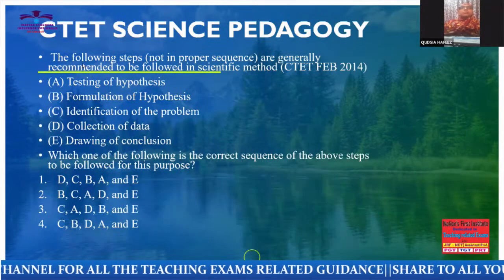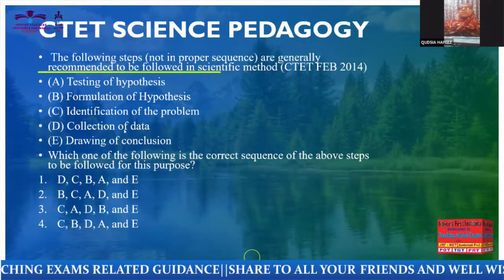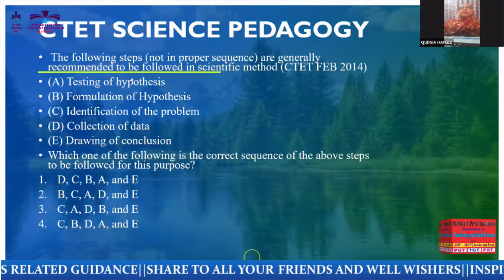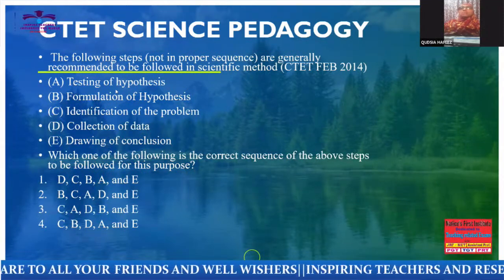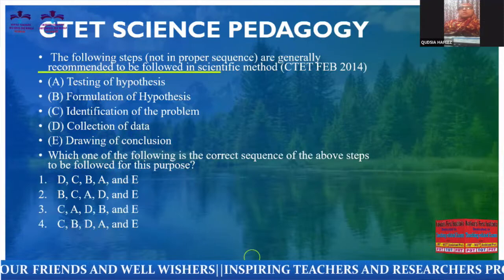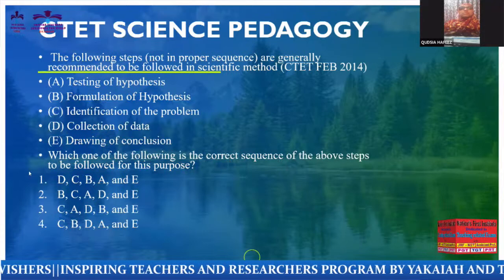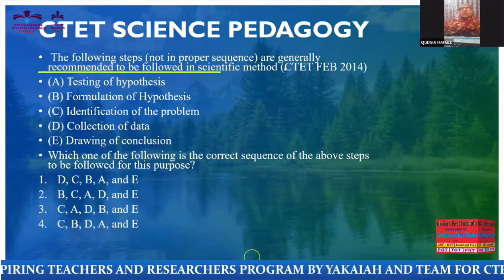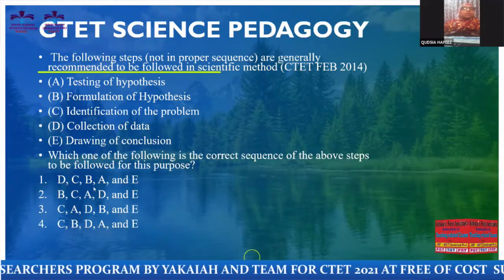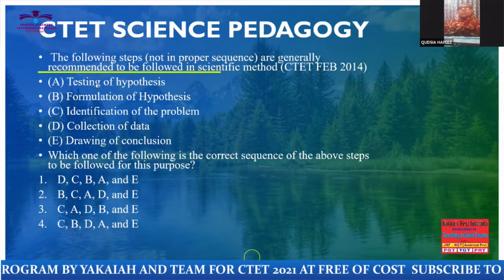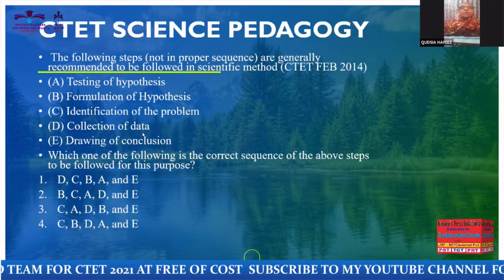Now here is a question depending upon this topic. The following steps, which are not given in the proper sequence, are generally recommended to be followed in the scientific method. These are the different steps, arranged not in a proper sequence, so now we have to arrange them in a proper sequence. Which of the following is the correct sequence of the above steps to be followed for this purpose? This question came in the year 2014, in the month of February, CTET. What are the options here? Which is the first option? Testing of hypothesis, formulation of hypothesis, identification of the problem, collecting of data.